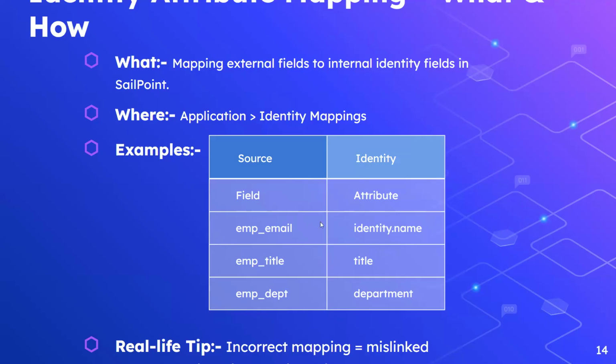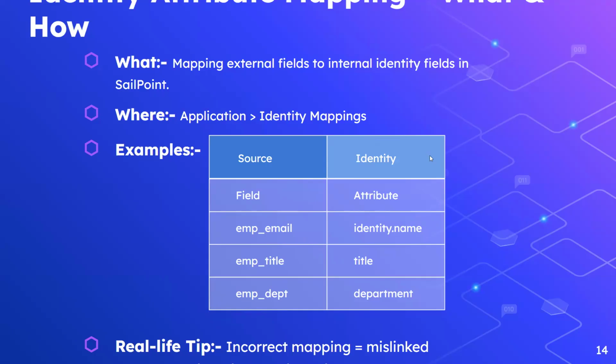In that identity mapping, you will map email with the email that is present in the IQ warehouse, employee title with the title, department with the department. Once you have done this, then you will run your refresh task again. Once that refresh task is run, then all of these attributes will be visible on the warehouse as well. So that's where we do the identity mapping as well.